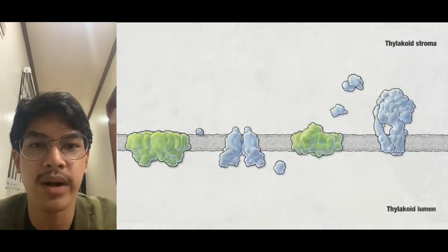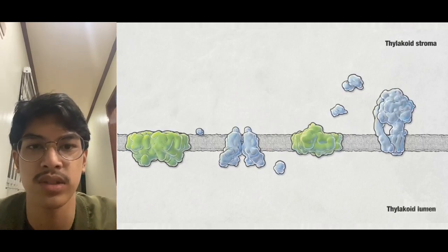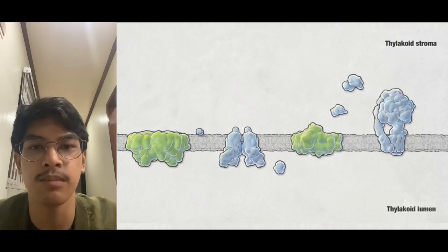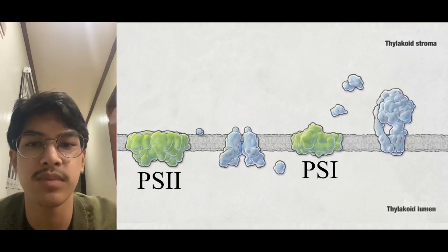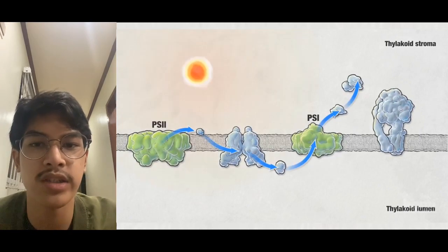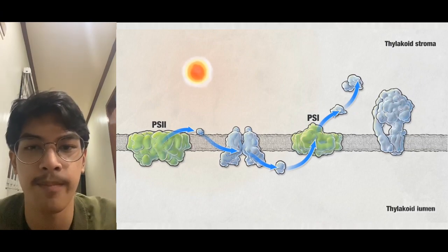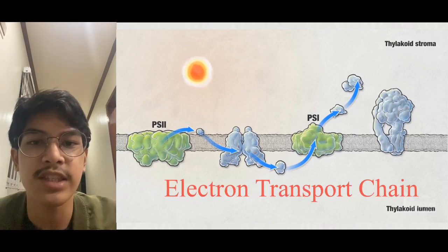The thylakoid membranes contain specialized molecules that work together to perform the light reactions. Light is absorbed by protein pigment complexes called photosystems. There are two photosystems, photosystem 1 and photosystem 2. The photosystems transform light energy to chemical energy by exciting and then shuttling electrons from molecule to molecule in a chain-like fashion on the thylakoid membrane. This process is called an electron transport chain. Let's take a closer look to see how this process works.